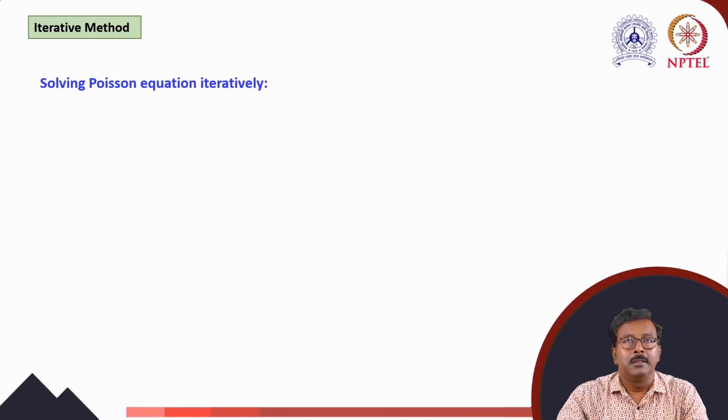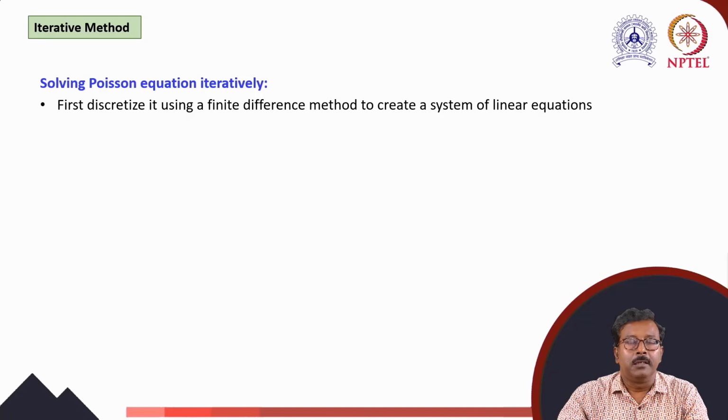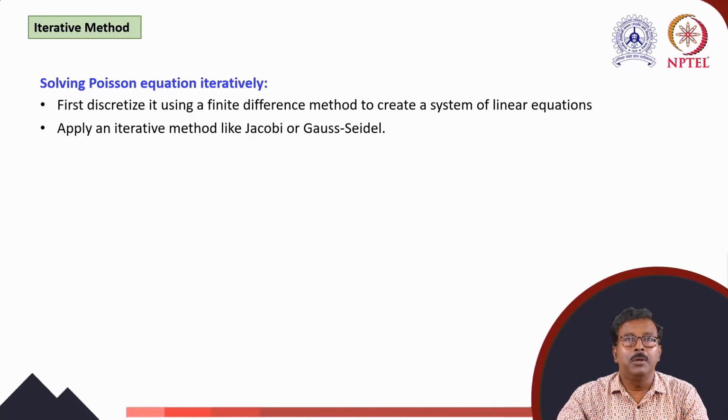So let us start solving the Poisson equation iteratively. The steps are, first you have to discretize the equation using a finite difference method to create a system of linear equations, which we have already discussed in earlier classes. Then we have to apply the iterative method, maybe Jacobi or Gauss-Seidel. These are two well-known methods for iterative solution of the Poisson equation.